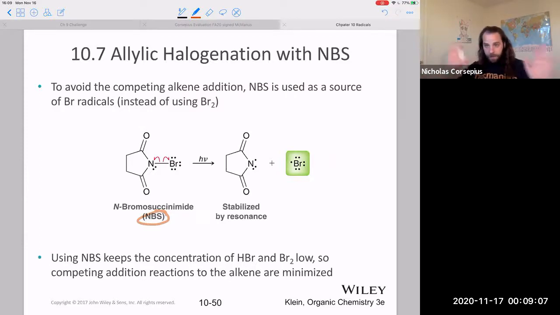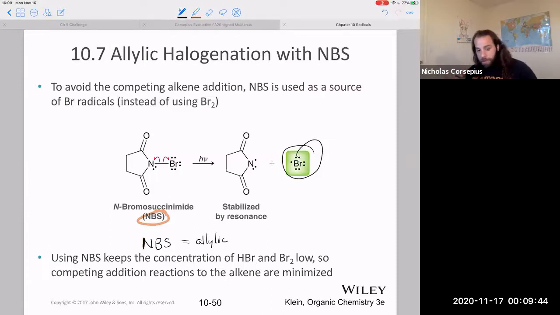The bottom line, if you ignore any of that I just said, is what I want you to remember: NBS equals allylic. It is a special reagent that is used specifically to generate that allylic substitution. All it's really doing is creating a bromine radical. We have other ways of creating bromine radicals, but NBS does so at just the perfect concentration that leads to this allylic halogenation. So when you see NBS, you think allylic. That's my goal.